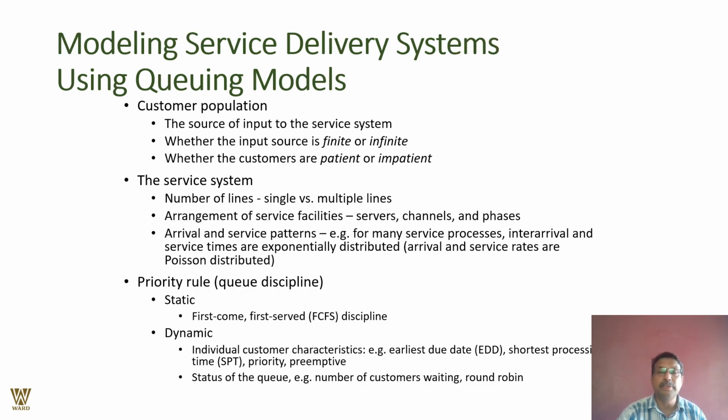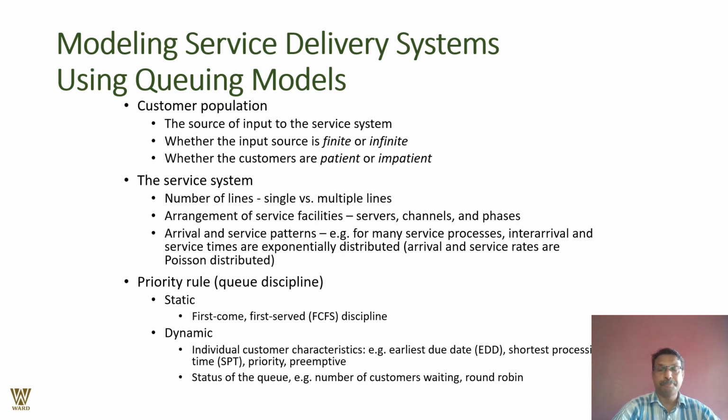Now we'll talk of modeling the service delivery system using queuing models. Customer population is the source of inputs to a service system, whether the input source is finite or infinite, and whether the customers are patient or impatient. The service system: the number of lines, single or multiple lines, single or multiple servers, and the arrangement of service facilities, the server, the channel, the phases. We are talking about the arrival and the service pattern. For many service processes, inter-arrival and service times are exponentially distributed. So we are talking about arrivals and service rates.